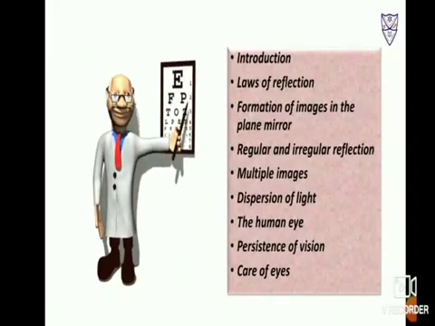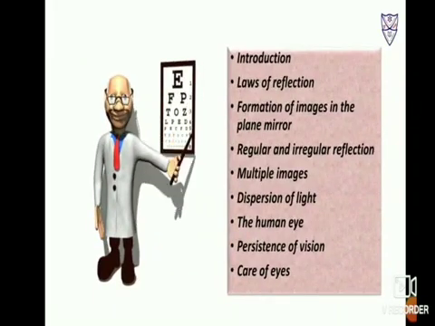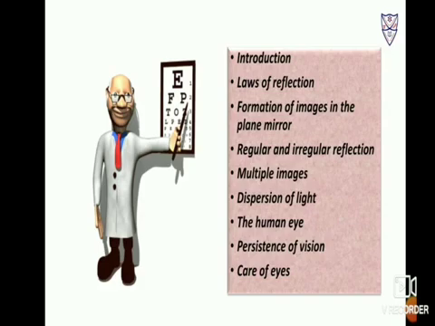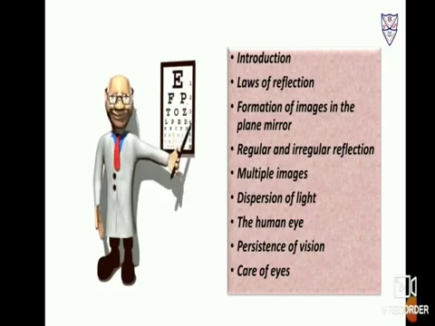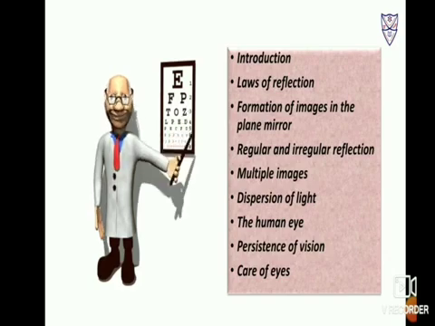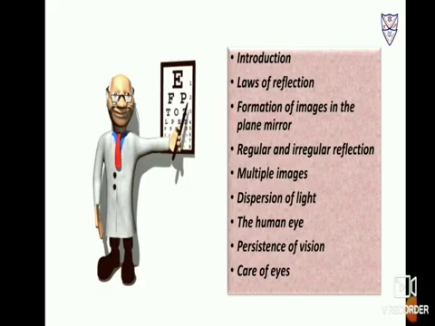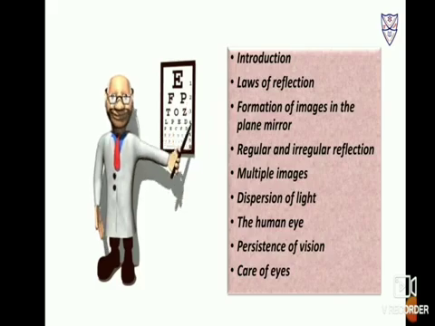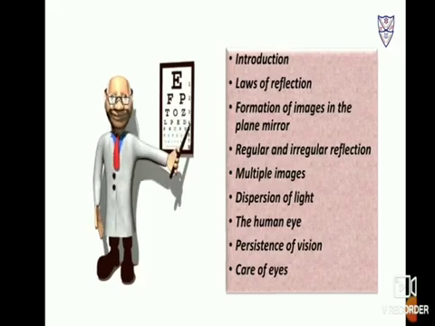In this chapter we are going to discuss laws of reflection, formation of images in the plane mirror, regular and irregular reflection, multiple images, dispersion of light, the human eye, persistence of vision, and last we are going to discuss care of eyes.